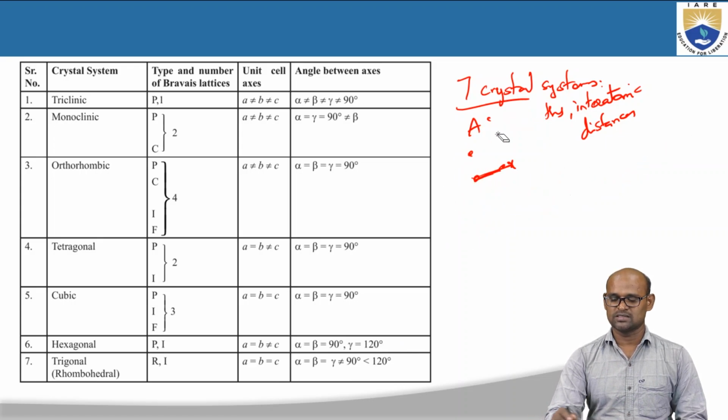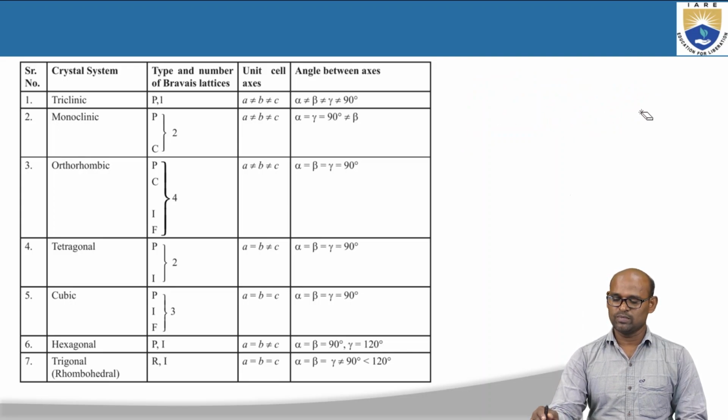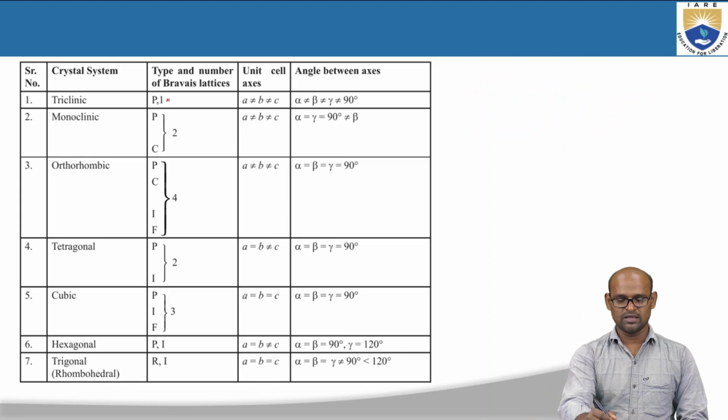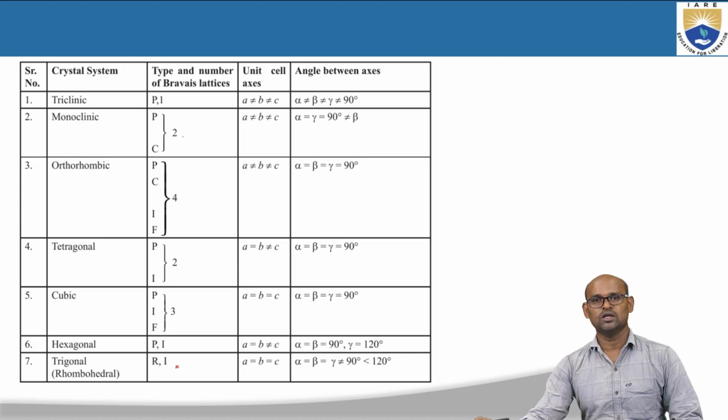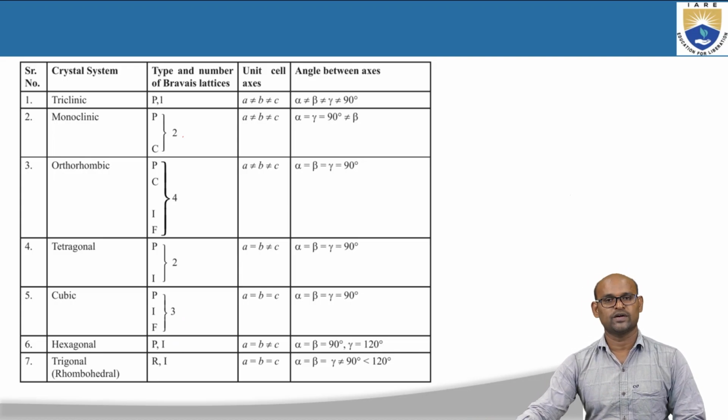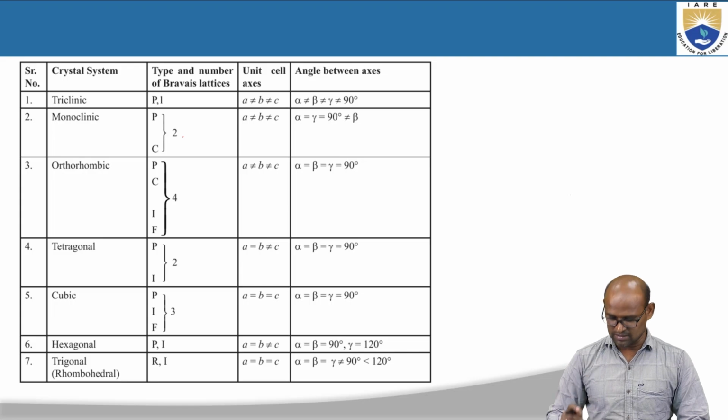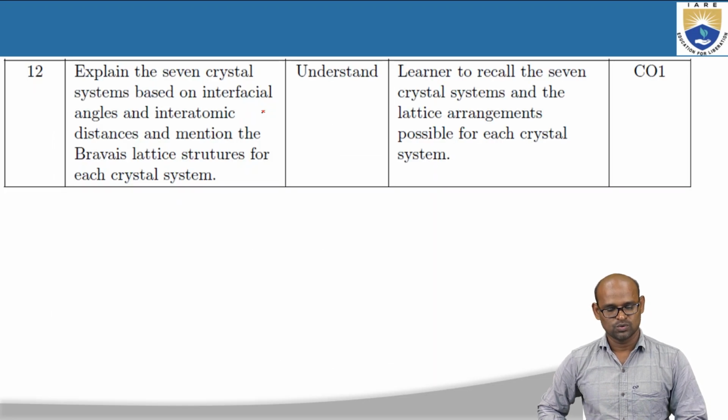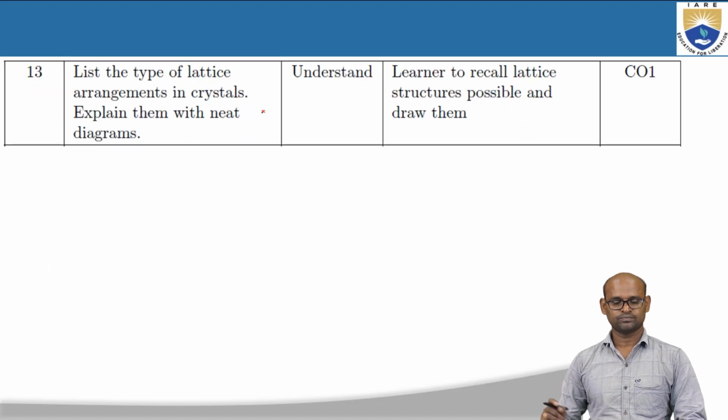How many Bravais lattices are there for each crystal system, right? So there are basically 14 Bravais lattices. So one is triclinic, 1 plus 2 is 3, 3 plus 4 is 7, 7 plus 2 is 9, 9 plus 3 is 12, 12 plus 1 is 13, 13 plus 1 is 14. So there are 14 Bravais lattices that are classified into 7 crystal systems, and these are the relations between the axial lengths and interaxial angles. So we have answered this question.